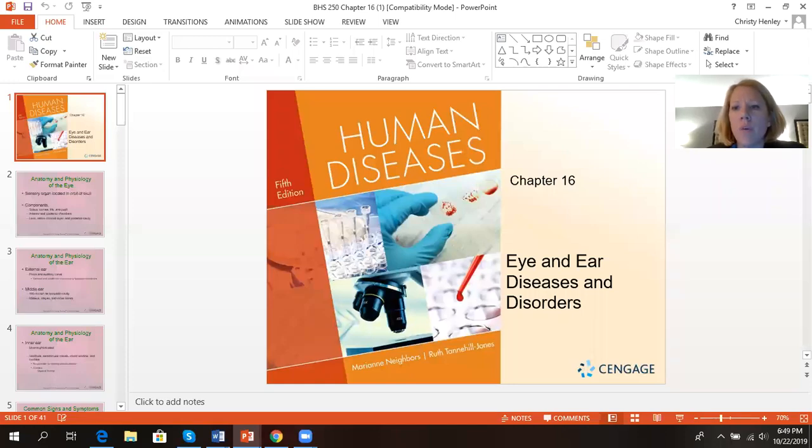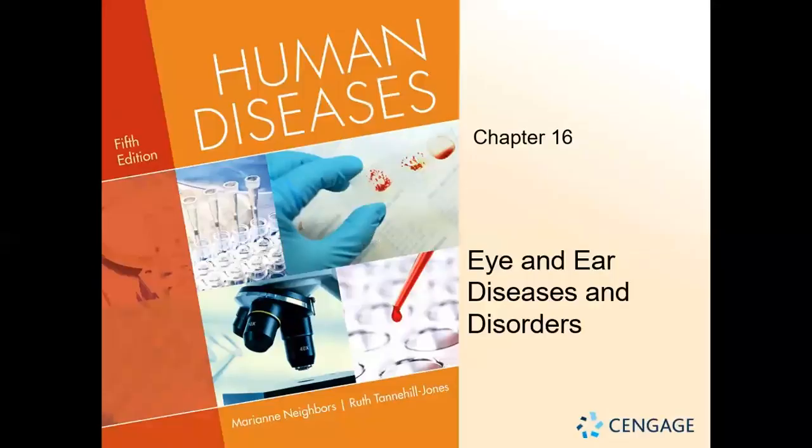Hi guys, we're going to get close to being done. I think you have this chapter plus two more before we finish this unit. And then your next unit is pretty small, just a few chapters, so you're getting close. This chapter is the eye, ear disorders and diseases. So we'll just jump right in here.